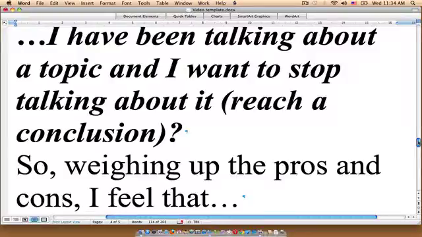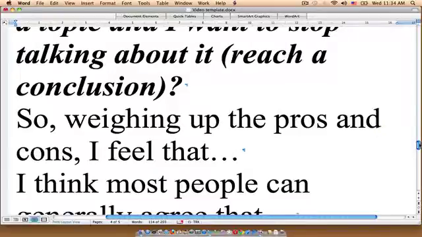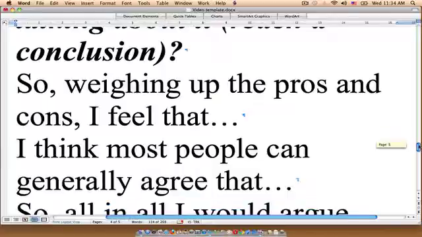If you've been talking about the good and bad points about something, I'd recommend using a phrase like, "So, weighing up the pros and cons, I feel that," and then deliver whatever your conclusion is. Or perhaps, "I think most people can generally agree that." This is a good phrase to use if you're being asked for your thoughts on the place where you live, or about a certain topic in the world, and you just want to come to some sort of general conclusion. I think most people can generally agree that.